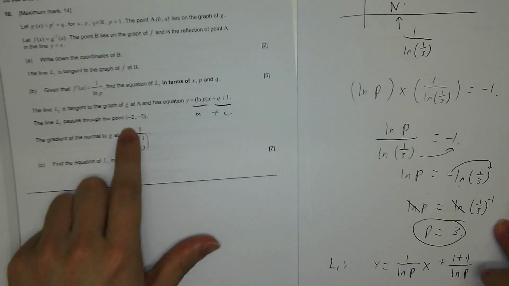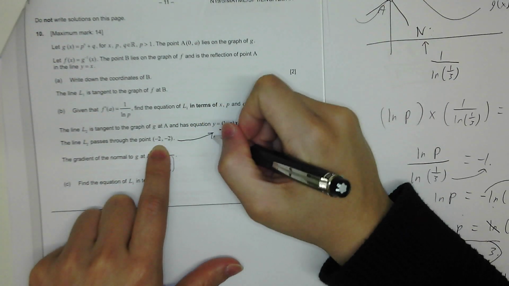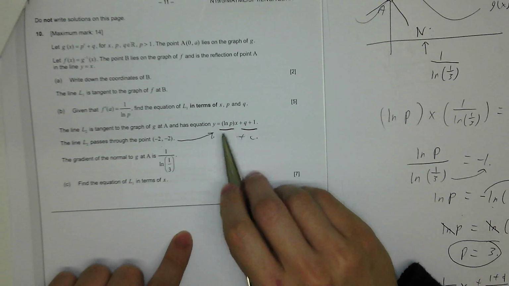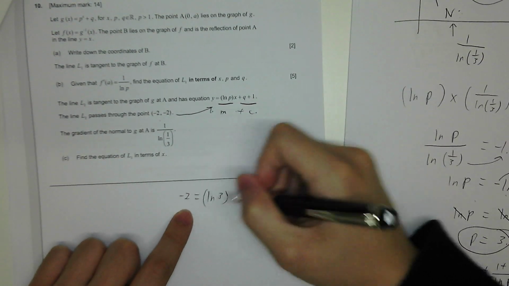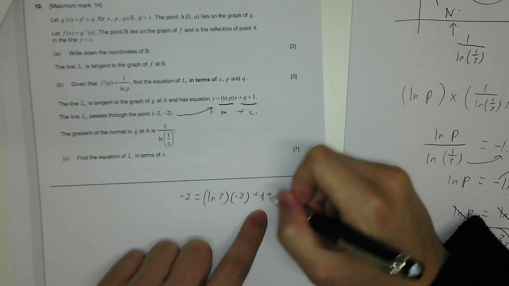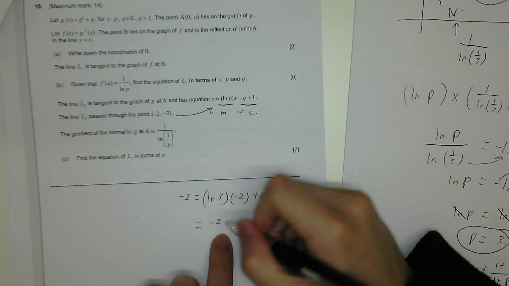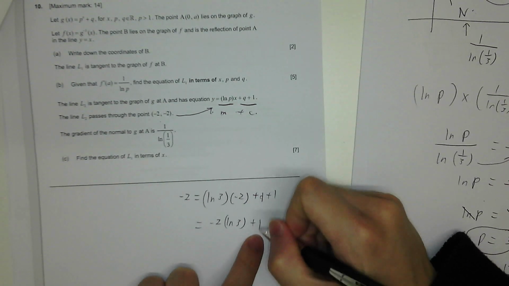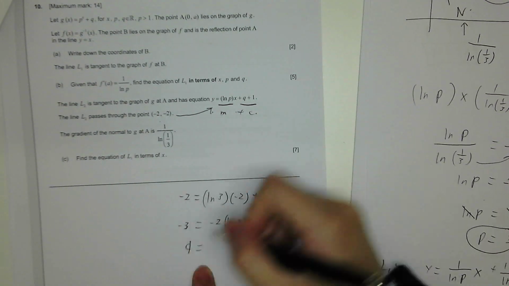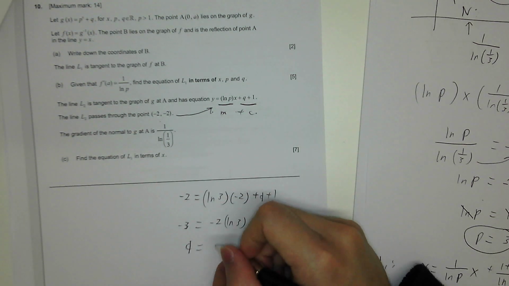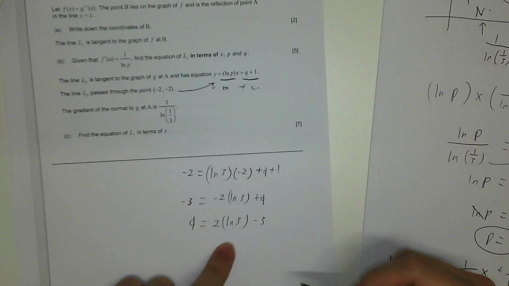We can find the q value by using this point. Because this point is on the graph of L2, we can sub it back into the function, and we know p is 3. So -2 equals ln 3 times x, which is -2, plus q plus 1. So -2 ln 3 plus q plus 1. I move it to here to make -3. Actually, I can move everything to make q the subject. If I move this to the left-hand side, that will be 2 ln 3 minus 3. So that's the value of q.